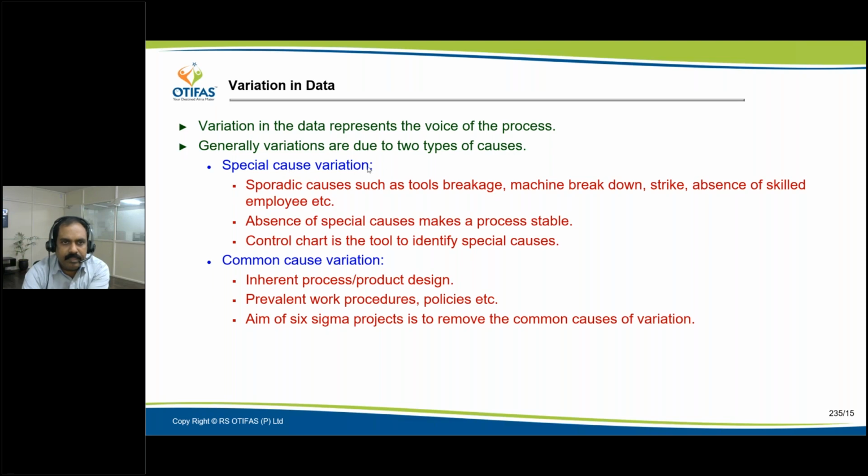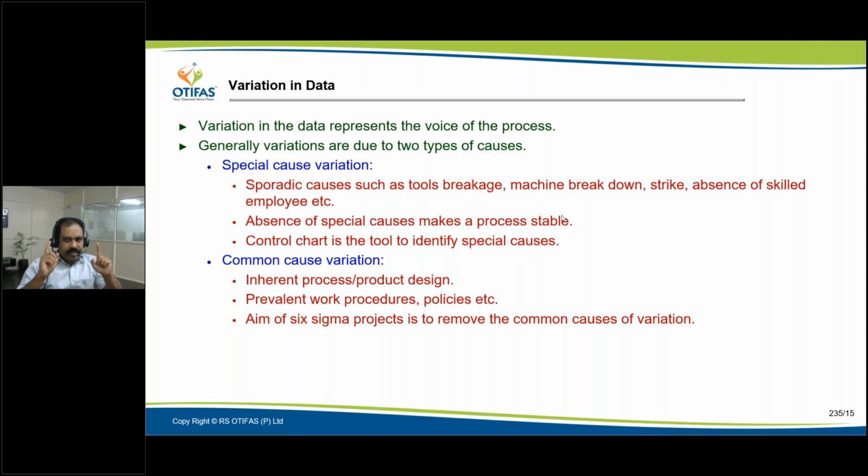But this variation can be classified into two types. This is also important for you as a Six Sigma practitioner. You should know what special cause variation and common cause variation are. Special cause variation is sporadic variation like tool breakage, machine breakdown, strike, or absence of a skilled employee. The absence of these special causes makes a process stable. A control chart is the tool for identifying special causes.